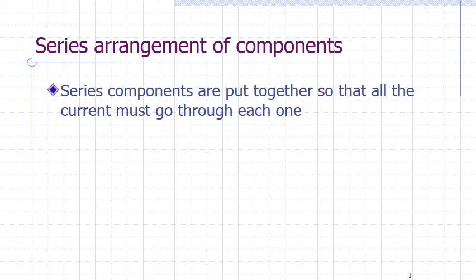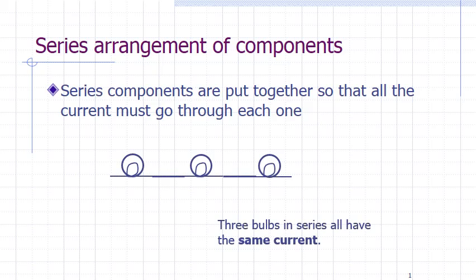In a series circuit, all the components are lined up, so the current must go through each one. And if we have 3 bulbs in series like this, they'll all have the same current. The current has to pass through all 3. And if you set that up in the simulation, you'd see that.